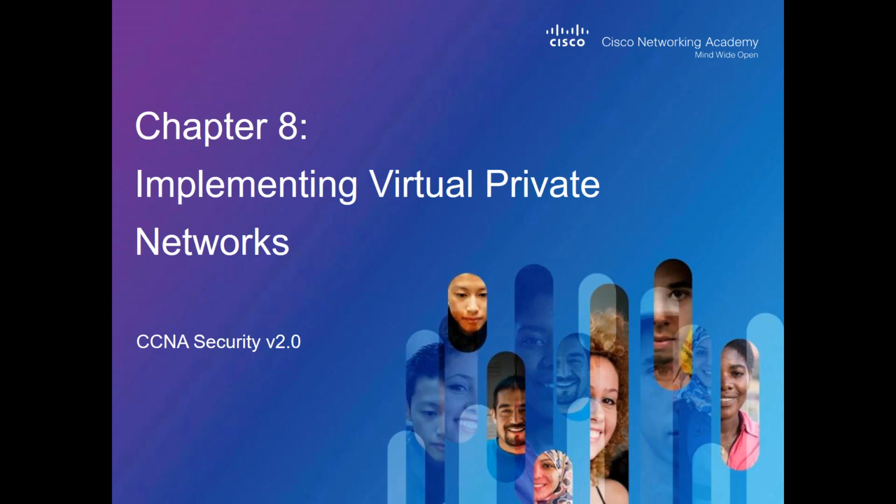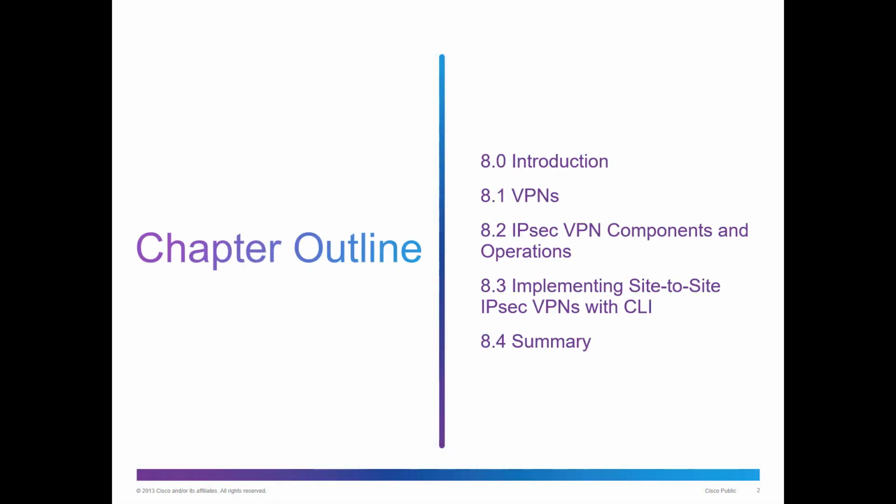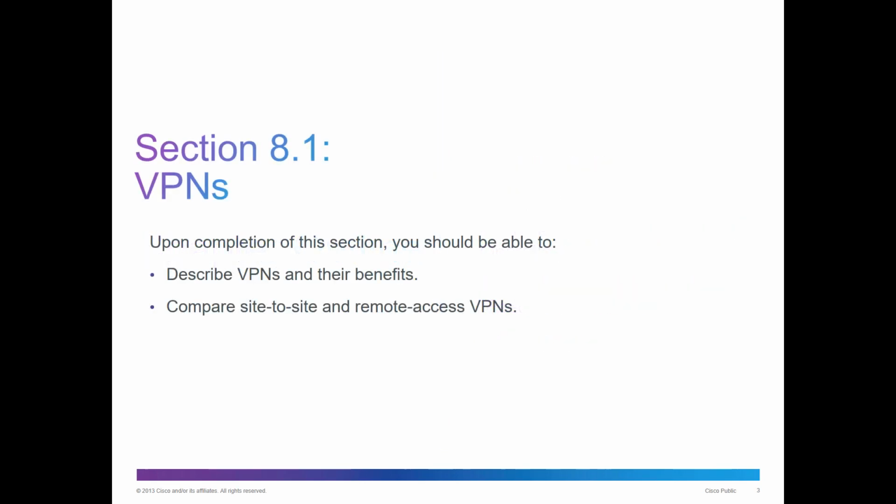Alright, with that said, our chapter is broken down into 4 key areas: VPNs, IPsec VPNs, components and operations. Looking at site-to-site, we will talk a little bit about mobile VPNs as well, and we'll end with a summary. So again, 8.1 is focusing on VPNs. Once we are finished with this lecture, you should be able to describe what VPNs are, their benefits, and compare and contrast site-to-site versus remote access VPNs, commonly called mobile VPNs.